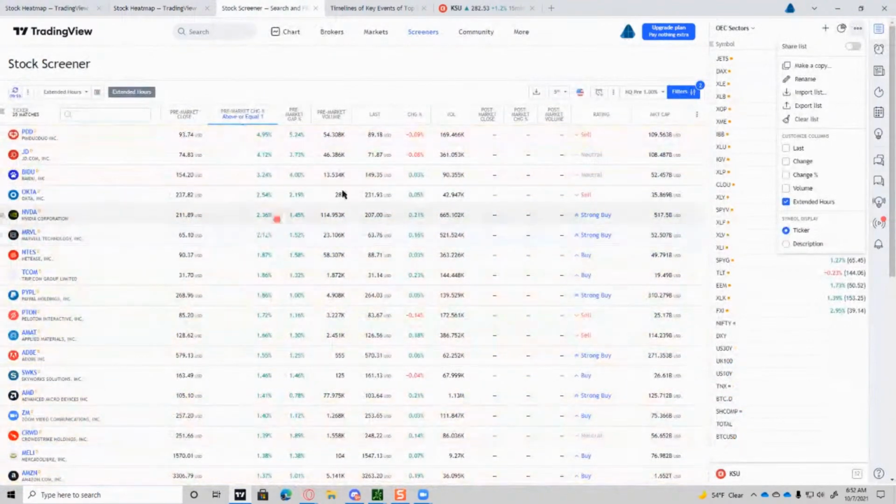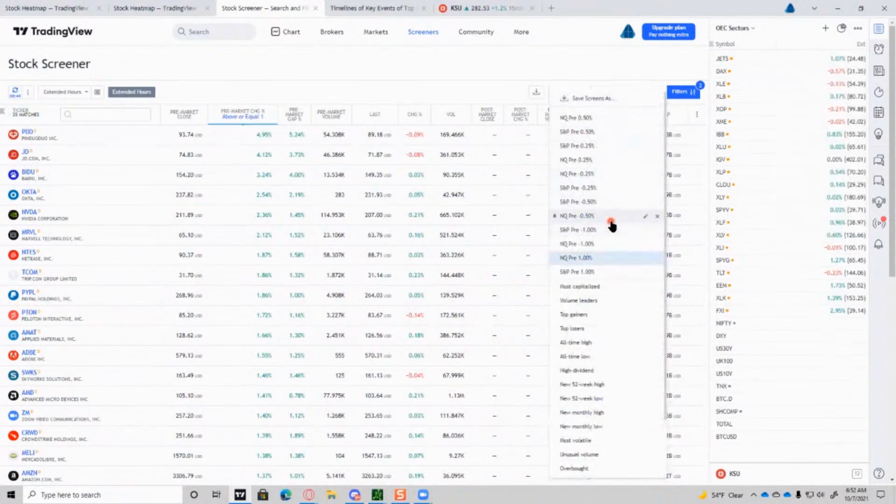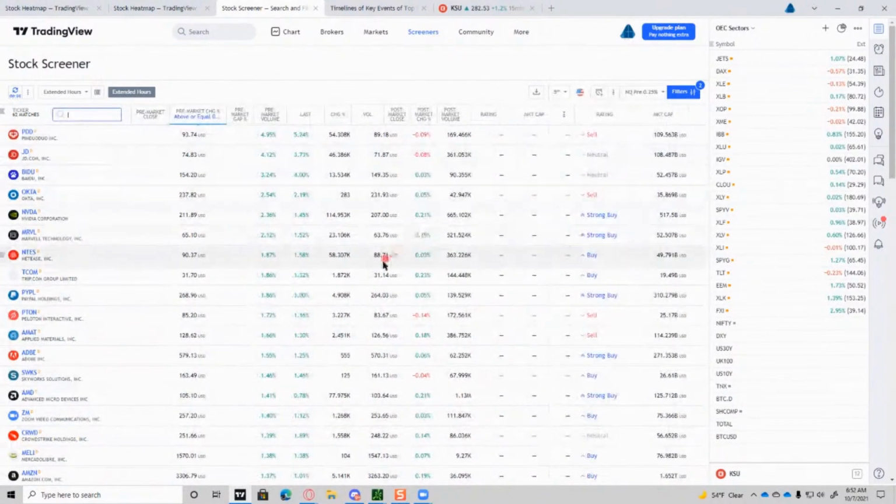The screener this morning, how many names in the NASDAQ are up at least 1%? 35% of the NASDAQ. I got to tell you, that's pretty bullish. It's a good number, right? And if we swap this over to something like 25%, how many names in the NASDAQ are up at least 25%? 62% of the NASDAQ is up this morning.